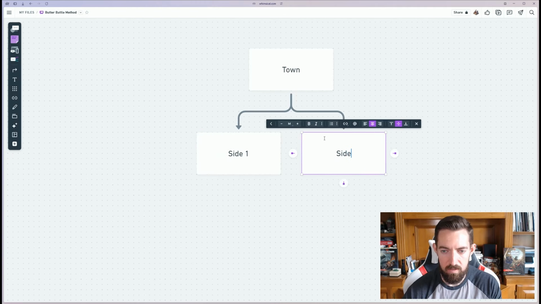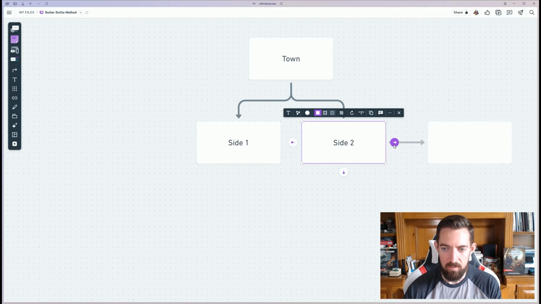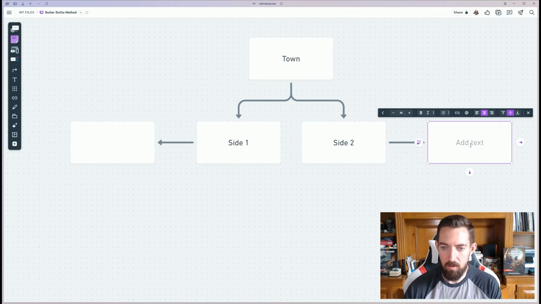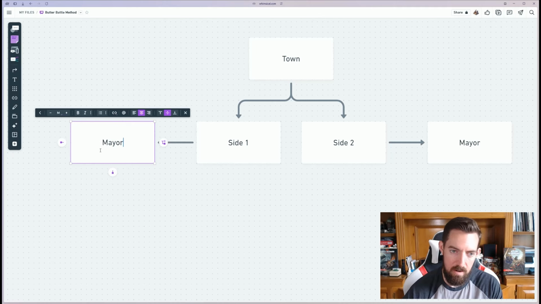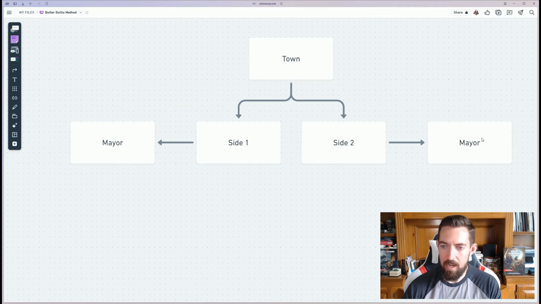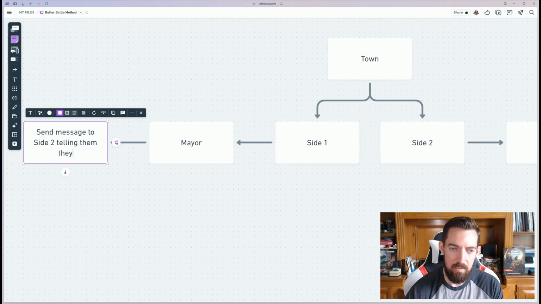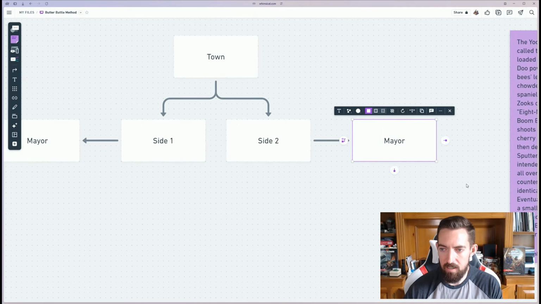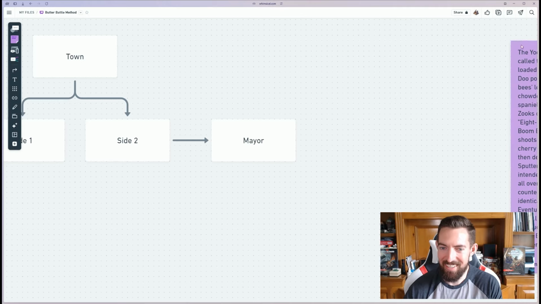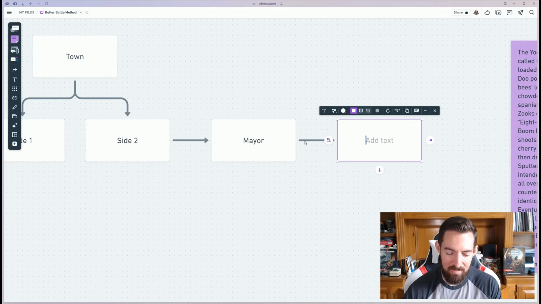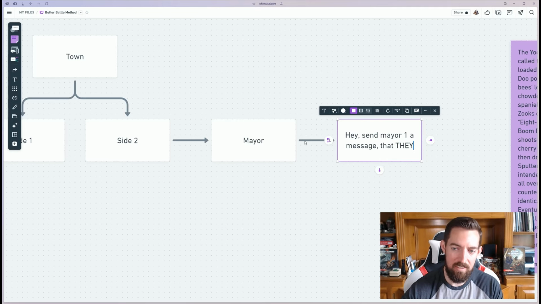So you have side one and side two, and when you have this split, you probably have somebody in charge of the two groups, right? In The Butter Battle, you have different generals. So we'll just say mayor and mayor. Those two are responsible for the different sides. They hold all the policy. They argue with each other. So you may have a case where the mayor is like, hey, send a message to side two telling them they suck. Then you have the mayor of side two saying, hey, send mayor one a message that they suck.